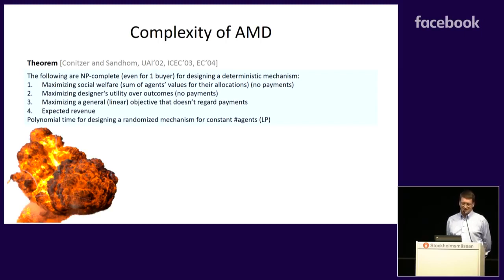Second, maximizing the designer's utility over outcomes in a world where there are no payments. Or maximizing a general objective, even just a linear one, that doesn't regard payments, even when payments are possible. And fourth, expected revenue. And for the purposes of this tutorial, that's the one we are mostly interested in. We are trying to design revenue-maximizing multi-item mechanisms. So that's NP-complete if you want to design a deterministic mechanism.